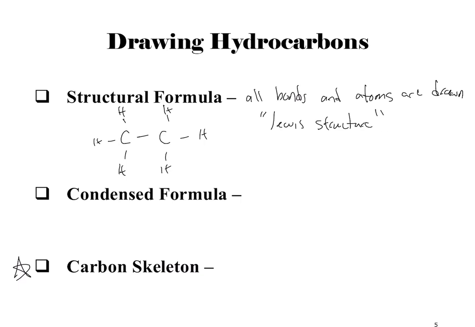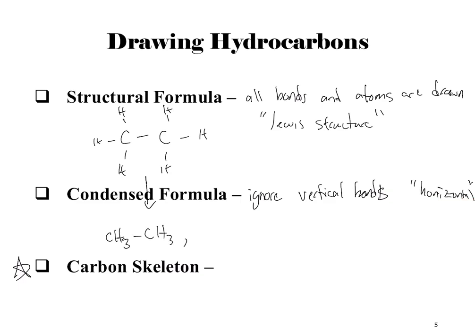The condensed formula is when we ignore vertical bonds, and depending on where you look and which textbook you look at, sometimes you ignore the horizontal bonds too. So for example, this becomes, for the condensed formula, CH3-CH3 if we're not ignoring horizontal bonds, or it can be CH3CH3. All right, so this represents this molecule.